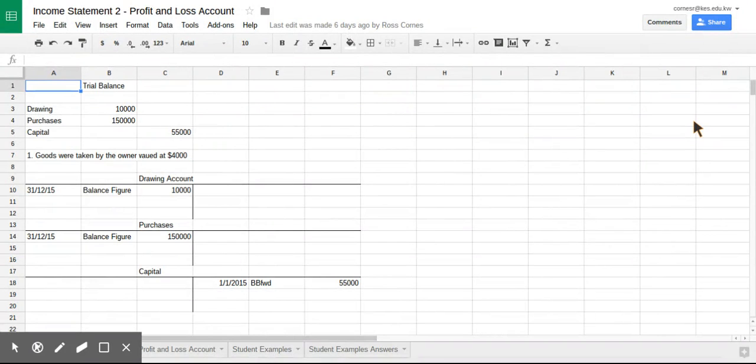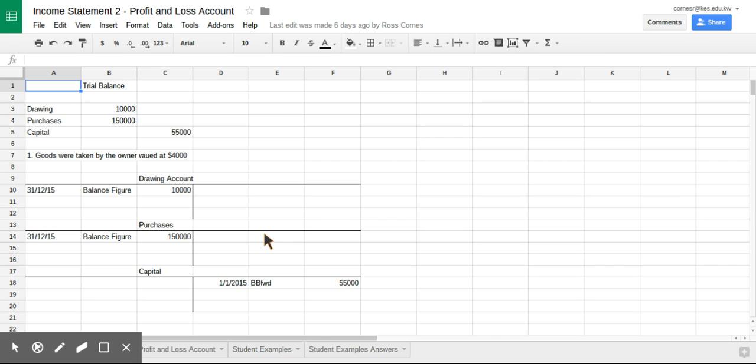I'm going to finish off the income statement. I'm going to do what's called the profit and loss account, which is the bottom half of the income statement. But very quickly before I do that, I just wanted to cover two anomalies in accounting that you need to be aware of at the stage most of you are at.